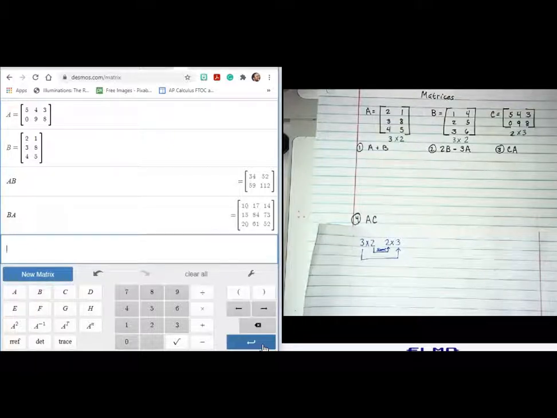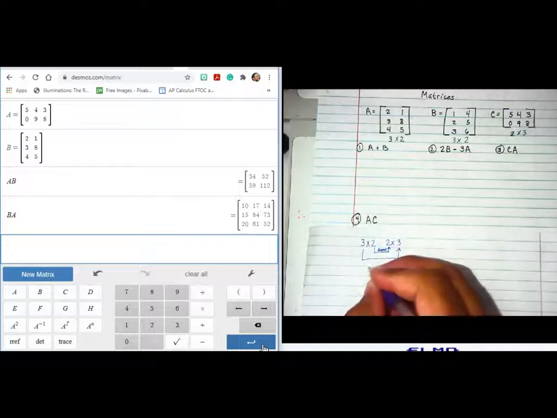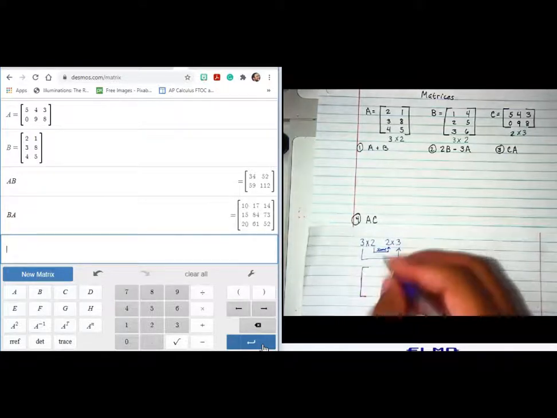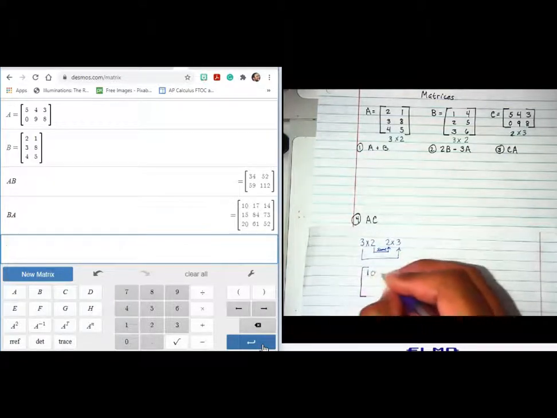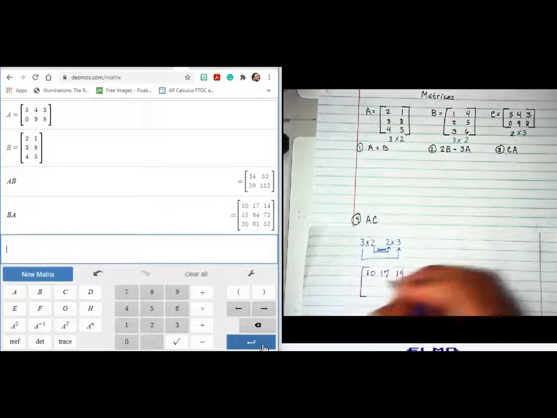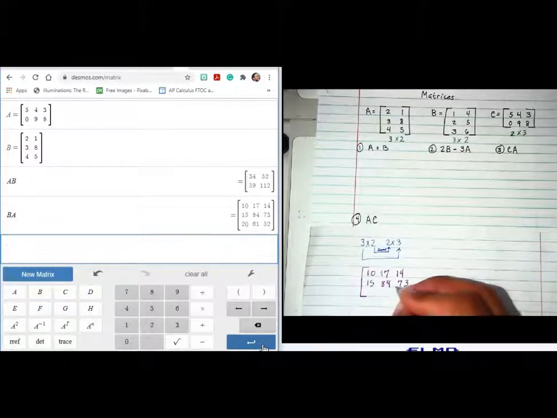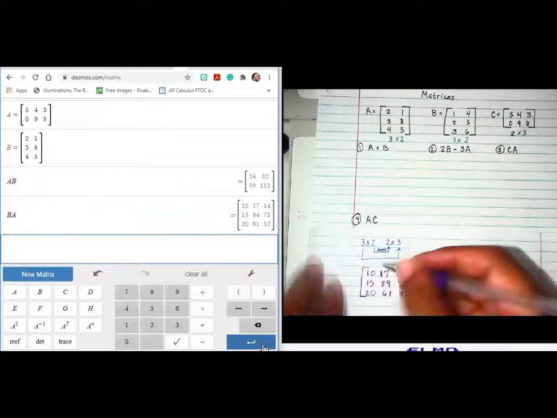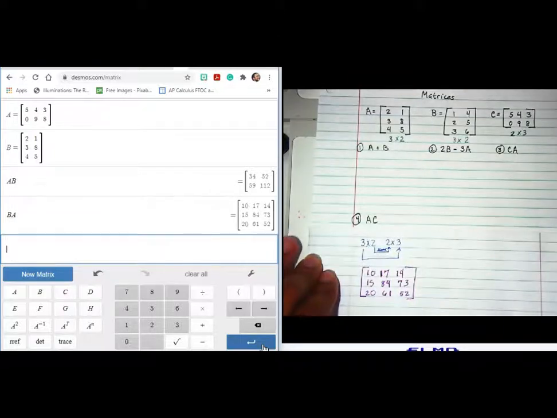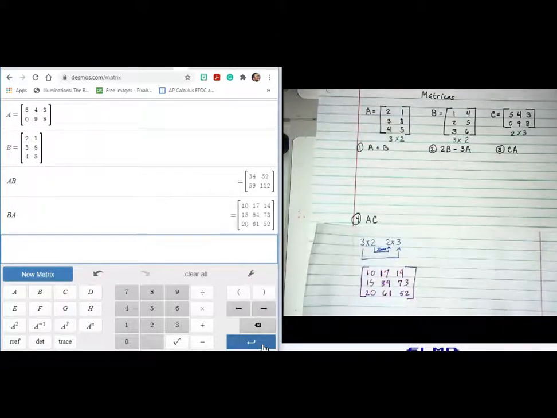So we multiplied that one. All right, so these are our matrices. This is our matrix here for A times C. So it's a 3 by 3 like we said. Now, one thing that you can do, I'm going to clear all these out real quick.